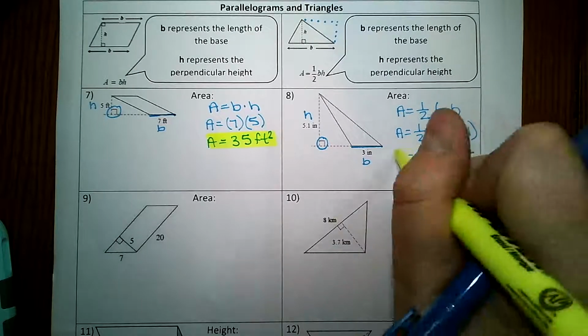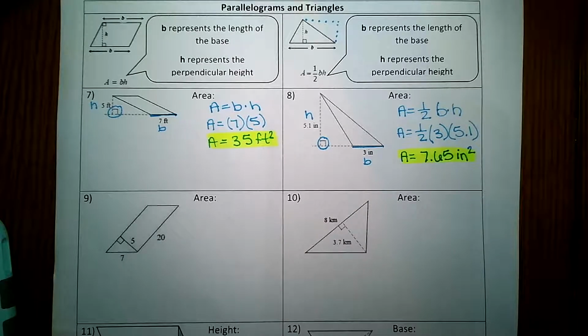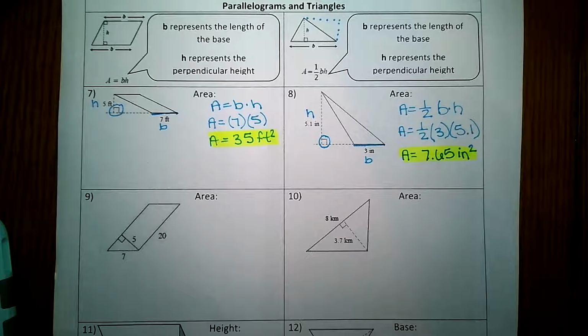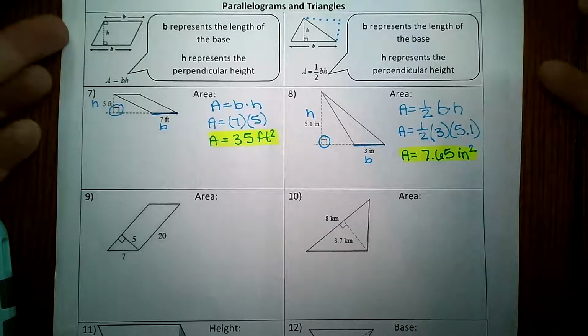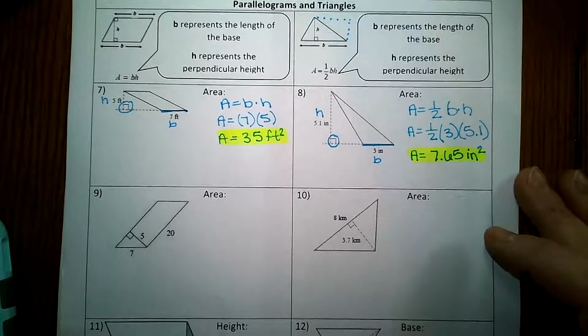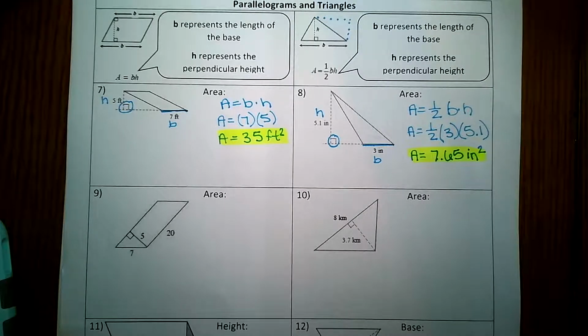Okay, I think those first 2 examples are pretty straightforward. In our next 2 examples, we may have to think a little deeper. Okay, take a look at number 9. We're back to a parallelogram in number 9. Okay, and our parallelogram has been twisted all around. So we have to discover where the base and the height are.